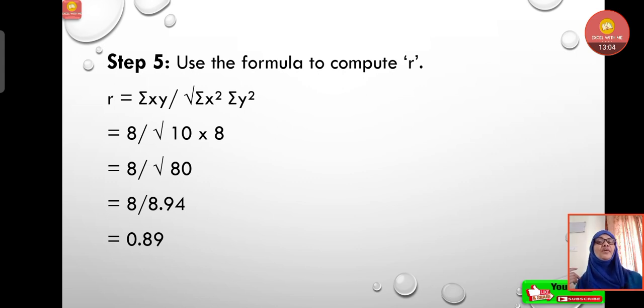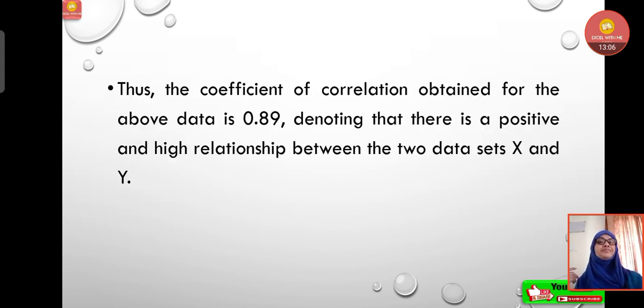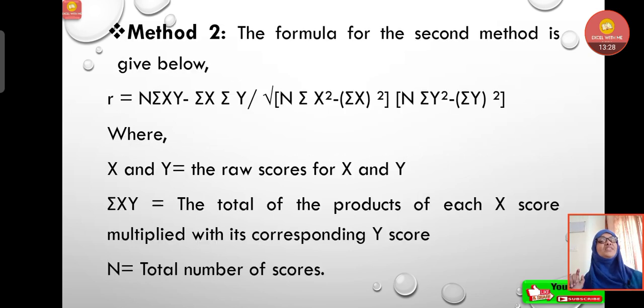The answer will be 0.89. Thus the coefficient of correlation obtained for the above data is 0.89, denoting that there is a positive and high relationship between the two data sets X and Y. Already we understood that 0 to plus 1 is calculated as positive. So here 0.89 is a positive relationship.